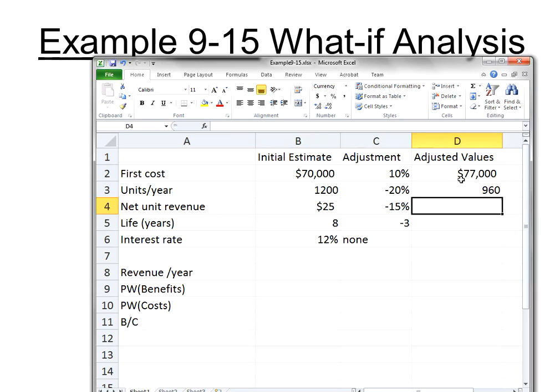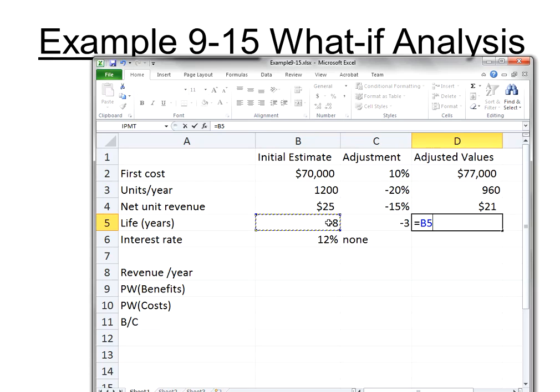So here we have a higher initial cost. From the 70, initial cost will increase to 77. In terms of the units, the benefits are going to be decreased. Instead of selling 1200 units, we can only sell 960. And similarly for net unit revenue, I'm going to select this cell and press multiply, and in the brackets 1 plus the adjustment, and this reduces my net unit revenue from 25 to $21. And last but not least, we're going to reduce the life.